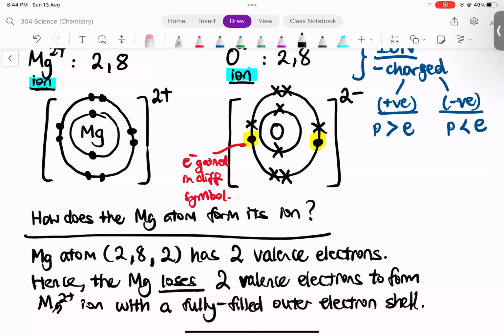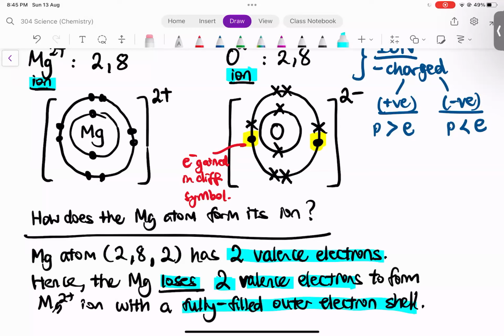Okay, so actually I'm just putting into words what we had drawn out just now. Importantly, you need to know and state how many valence electrons it has and whether it loses or gains the valence electrons. Finally, you need to clearly state that this is to achieve the fully filled outermost electron shell. So these are the key parts to your answer if you are asked how does an atom form the ion.